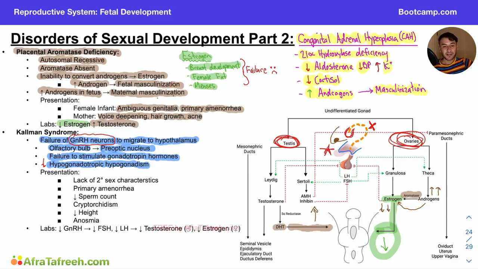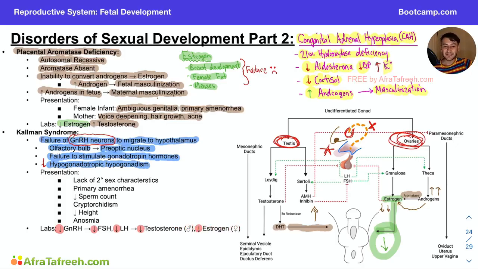So if we were to look at our labs here of a hypogonadotropic hypogonadism, we would expect to see decreased GnRH. This is our primary insult. We cannot make GnRH in the hypothalamus because we had failure of those neuron migrations. So that's going to lead to decreased FSH, decreased LH, and therefore that's going to cause decreased testosterone and decreased estrogen. And this is going to be the classic lab values for a hypogonadotropic hypogonadism.